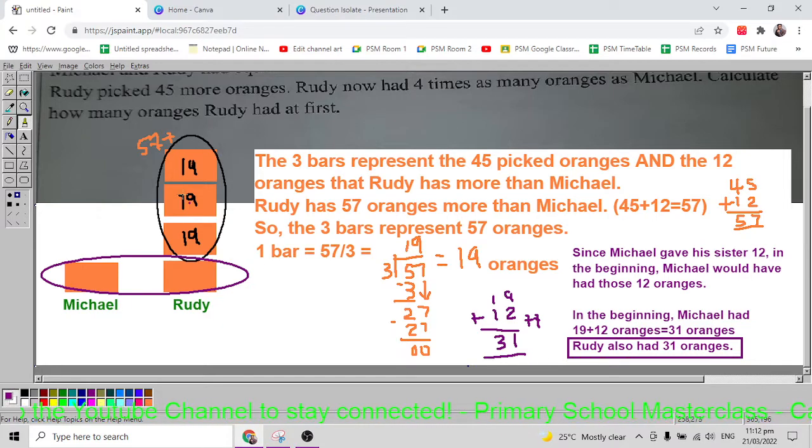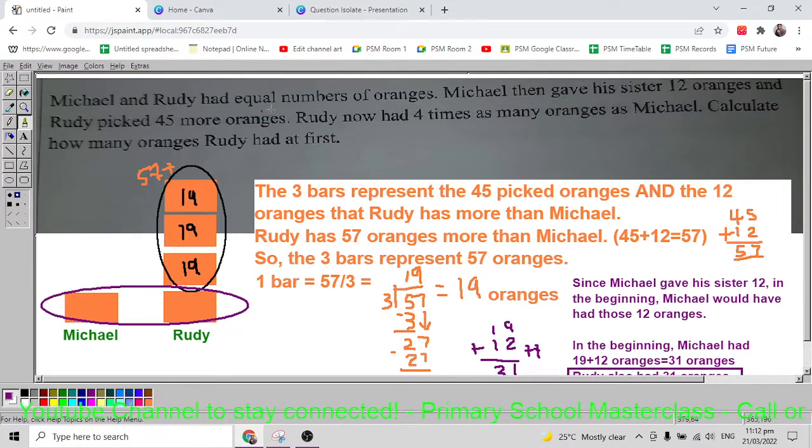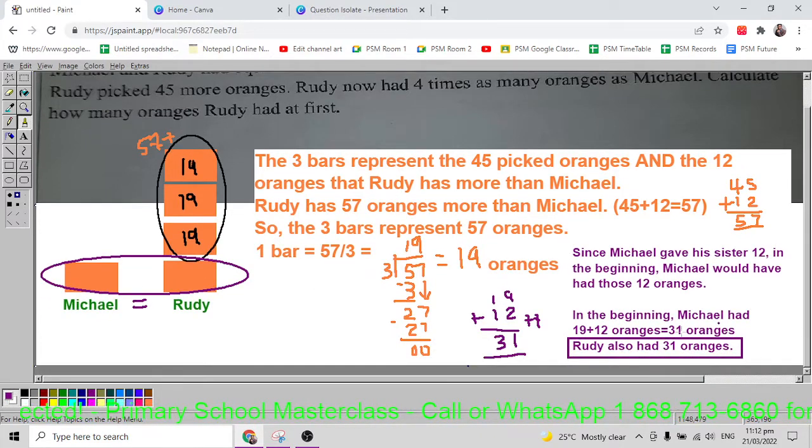And remember, Michael and Rudy had equal numbers of oranges. I dare put an equal sign there. So if you find for Michael, you'll find for his buddy, Rudy.